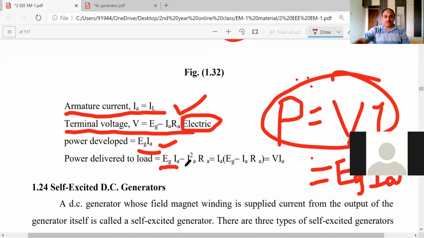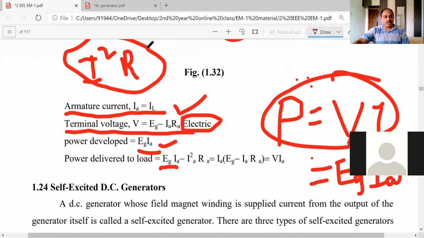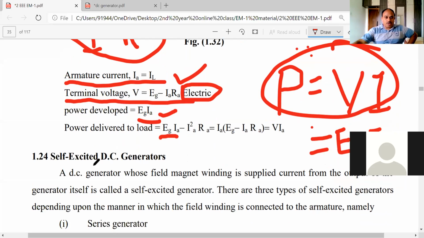Loss means copper losses. The copper loss formula is I square R. In any electrical circuit, the winding has some resistance R and current passing through that resistance is I. The copper loss in the winding equals I square R. So power delivered to load equals total power generated minus I square R.